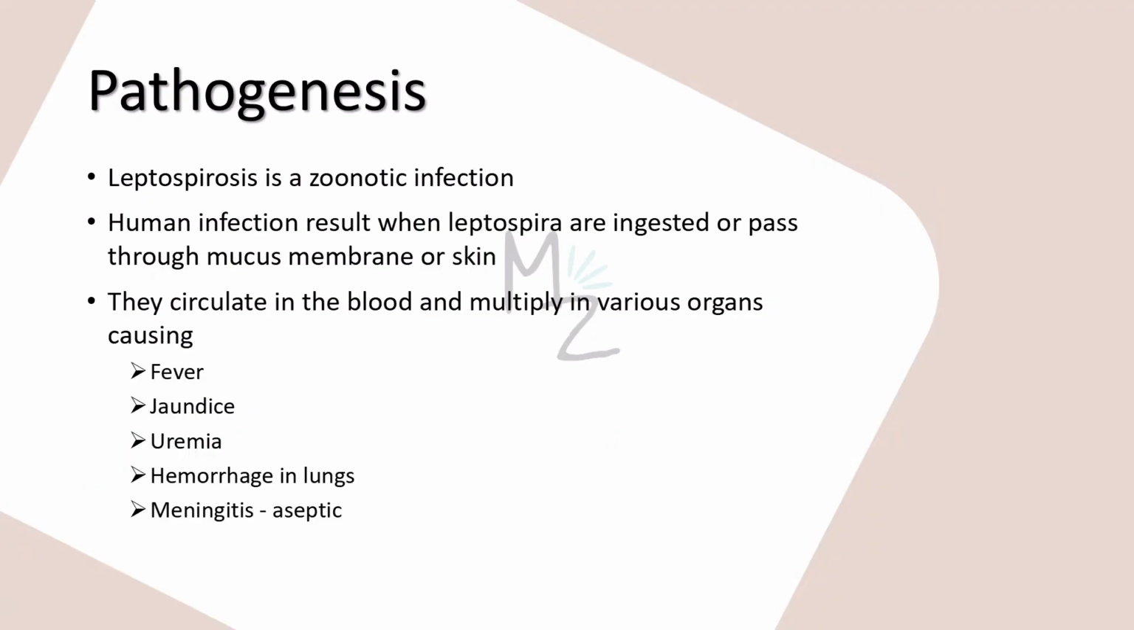Pathogenesis. Leptospirosis is a zoonotic infection. The reason is that it has certain animals as its host, so when those animals transfer infection to humans, then we can say that this is a zoonotic infection. Human infection results when leptospiras are ingested or pass through mucous membranes or skin. They circulate in blood and multiply in various organs, producing fever, dysfunction of liver, that is jaundice. In kidneys, it will cause uremia, hemorrhage in lungs, and aseptic meningitis in the central nervous system, CNS.